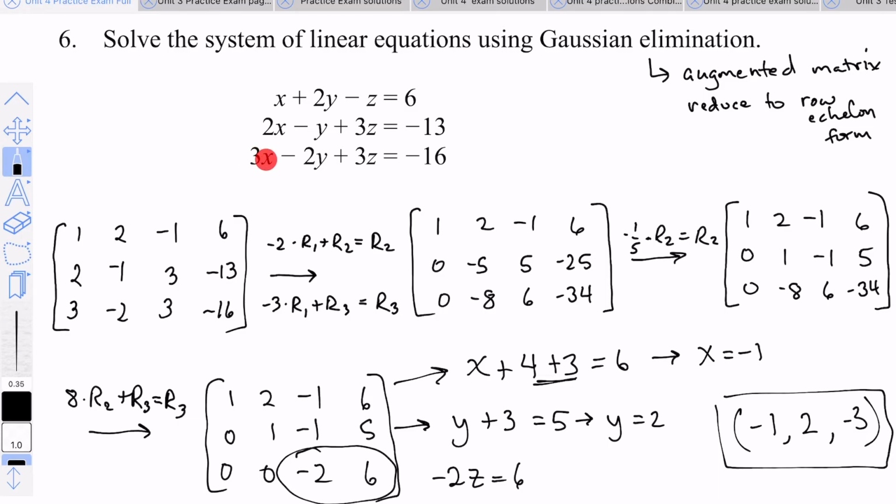3 times -1 is -3. Minus 2 times 2, that's 4, so we got -7. 3 times 3, -3 rather, is -9. -7 plus -9 is -16. Checks out in all three of the equations.